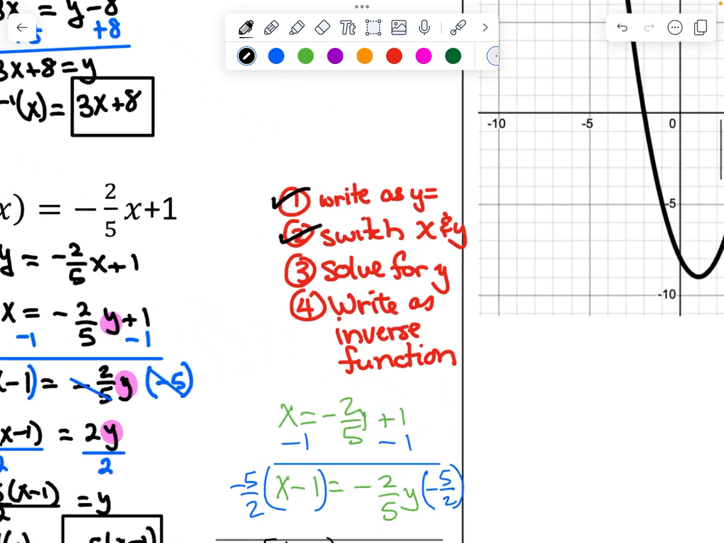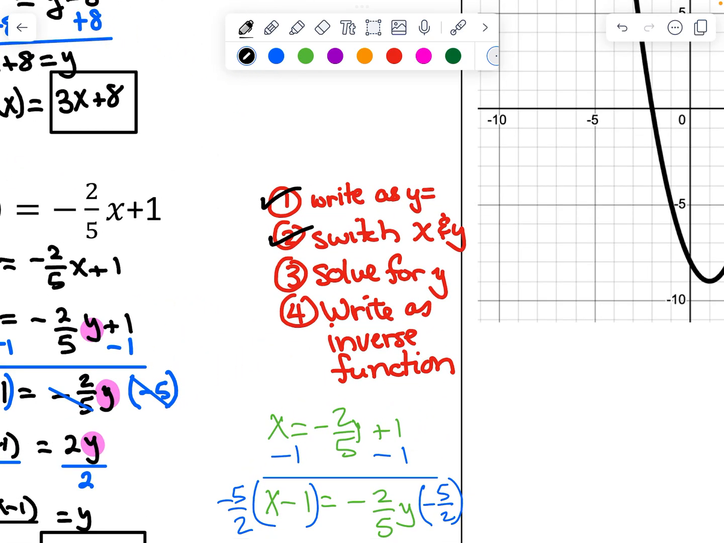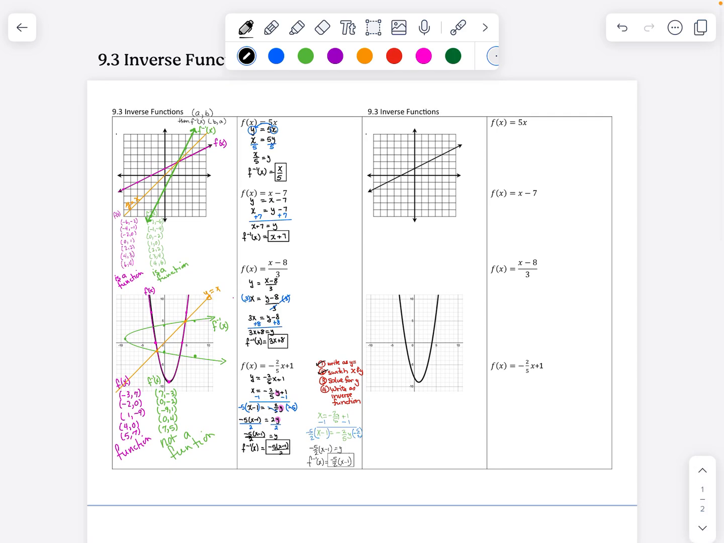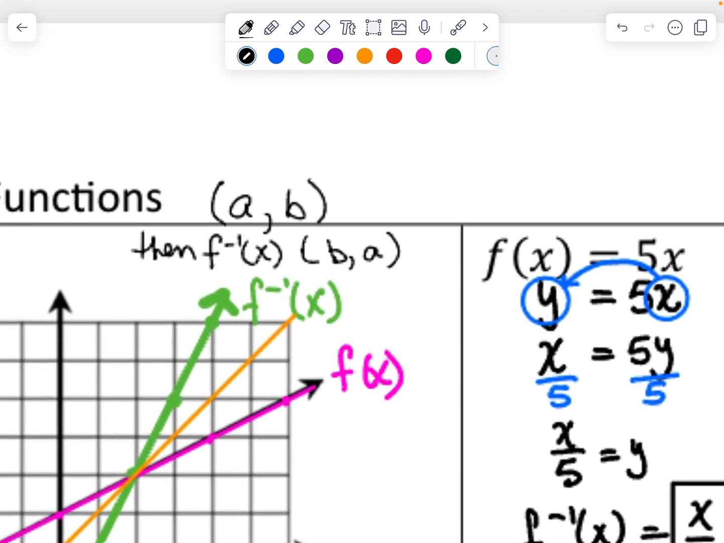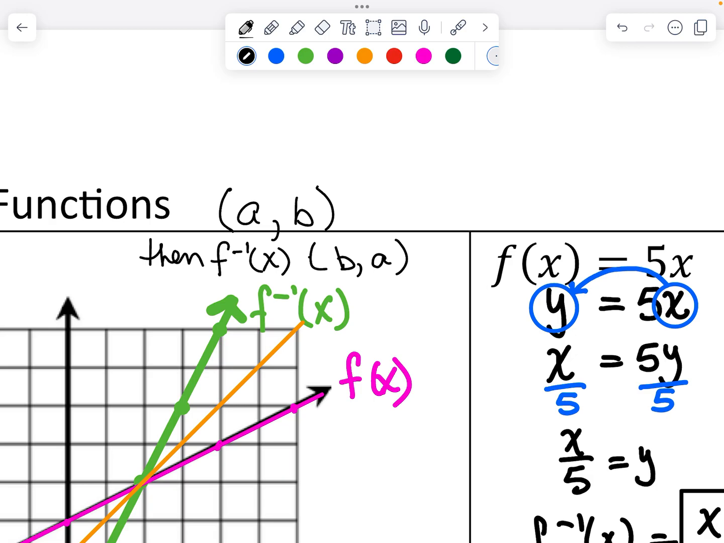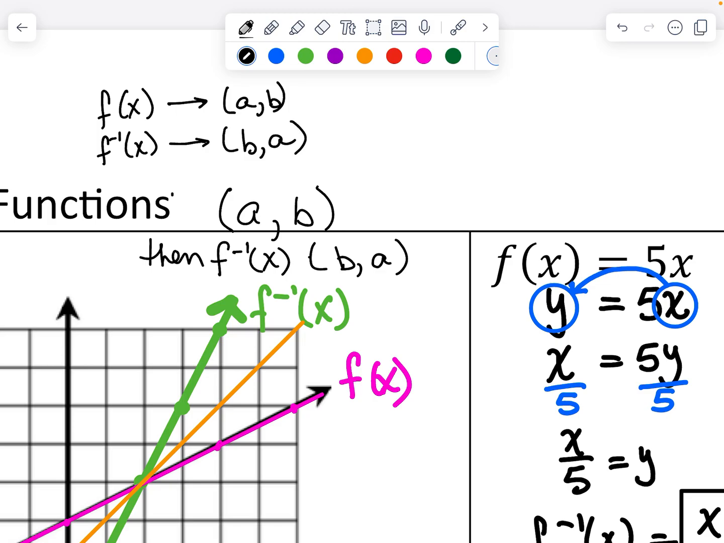All right, that is it for the video. So remember these 4 steps. You're going to write it as y equals, you're going to switch x and y, you're going to solve for y, you're going to write the inverse. The other thing you want to make sure you put in your notes is that if the function has the ordered pair (a, b), then the inverse function will have the ordered pair (b, a). And don't call them opposites. They're not opposites. They switched places. If they were opposites, their signs would change, not their order.